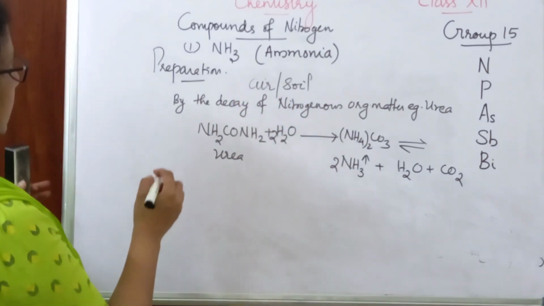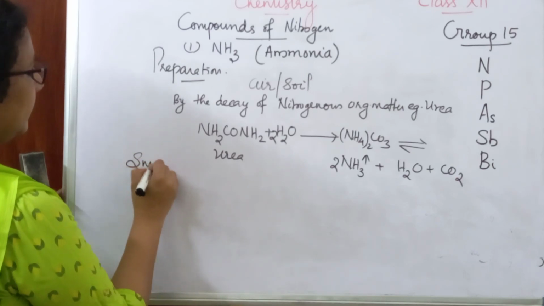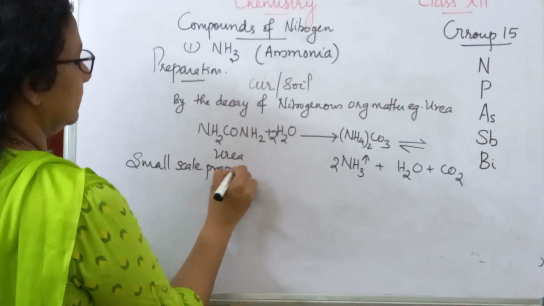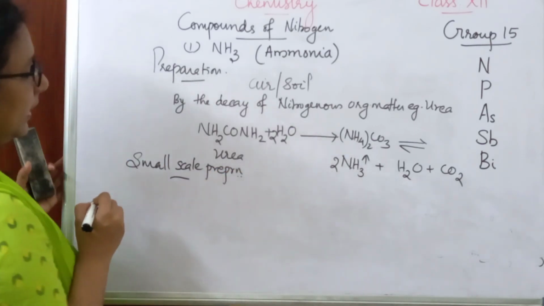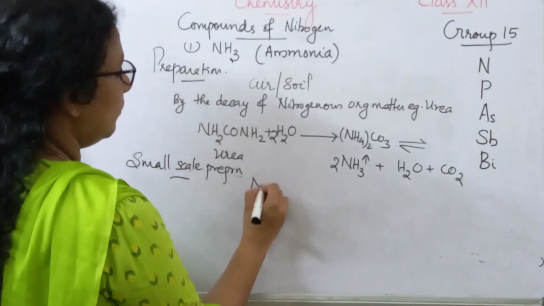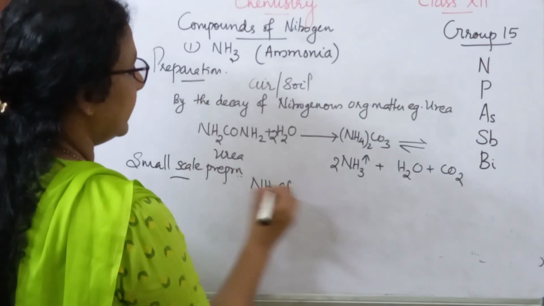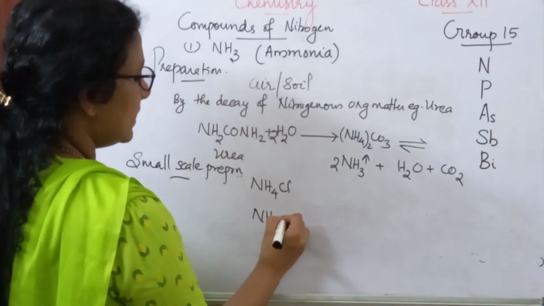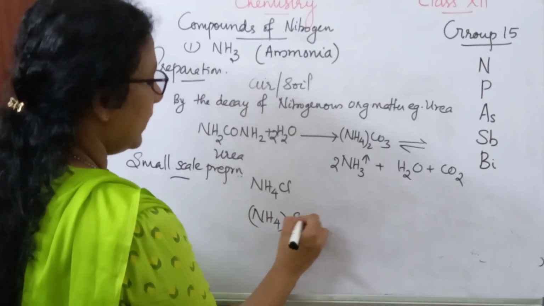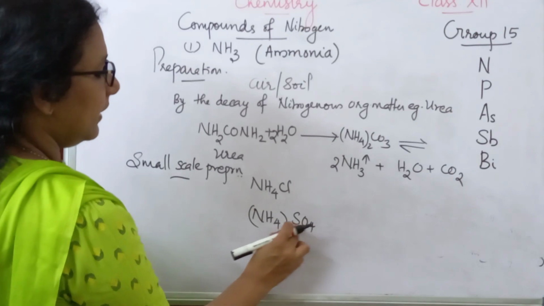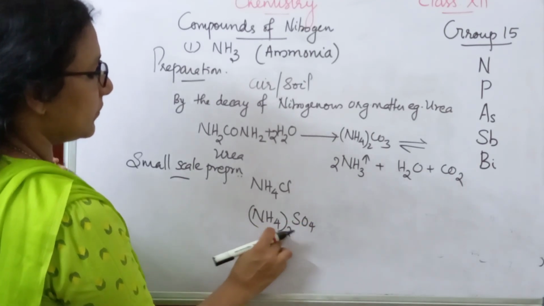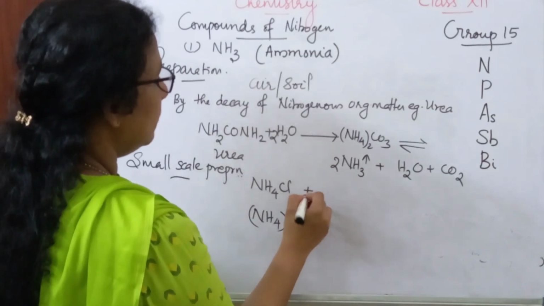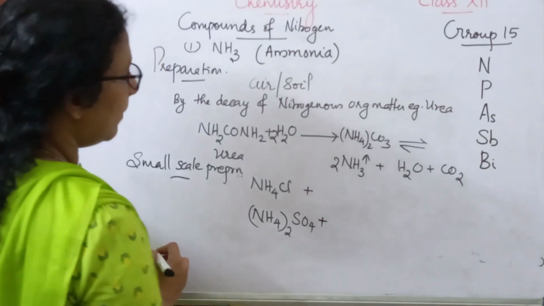Then let us see some small scale preparation method. Ammonia can be prepared by using some ammonium salts. Ammonium chloride is an example of ammonium salt, and ammonium sulfate, (NH4)2SO4. The valency of SO4 is 2, so it is (NH4)2SO4. Ammonium chloride and ammonium sulfate can be used for the preparation of ammonia.